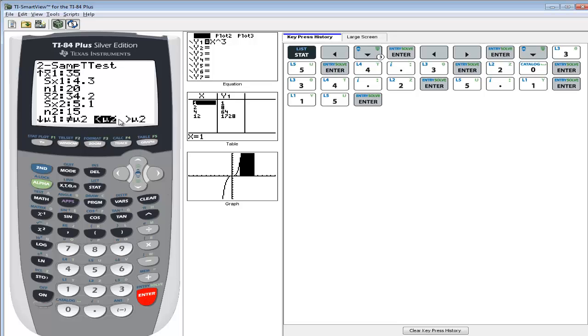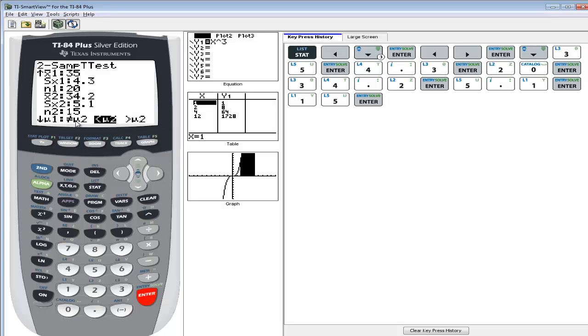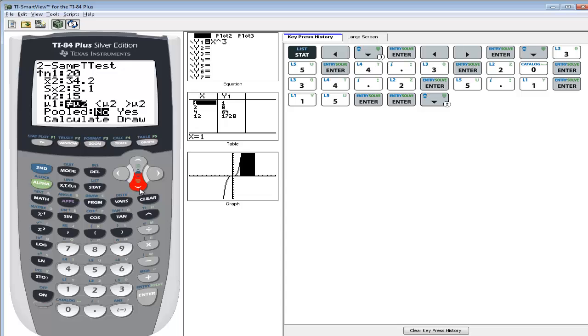Now this is a symbol off of H1, and our symbol on H1 was a not equal to. So I'm going to put my flashing cursor on not equal to, use your arrow keys if necessary, and press enter one time. Now down arrow. And pooled we always leave as no. Pooled is based upon the assumption that the variances are exactly equal in both populations, which doesn't occur very often. And if it doesn't occur and you say it's pooled and you choose yes, it's a different formula, then you can get some unpredictable results. So always leave that as no. And then we'll choose calculate.